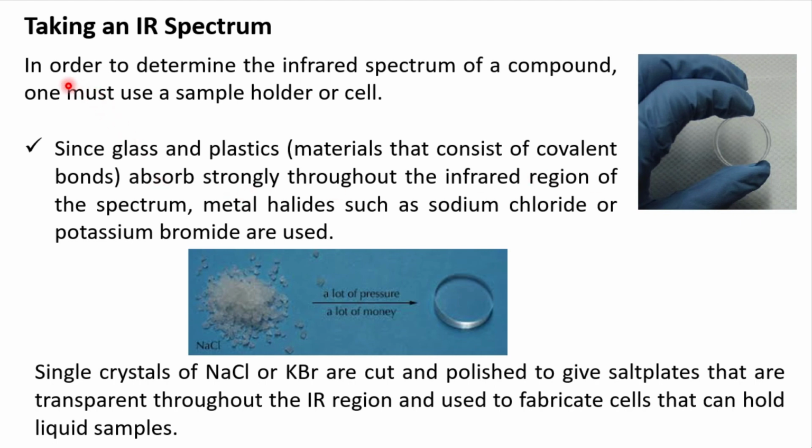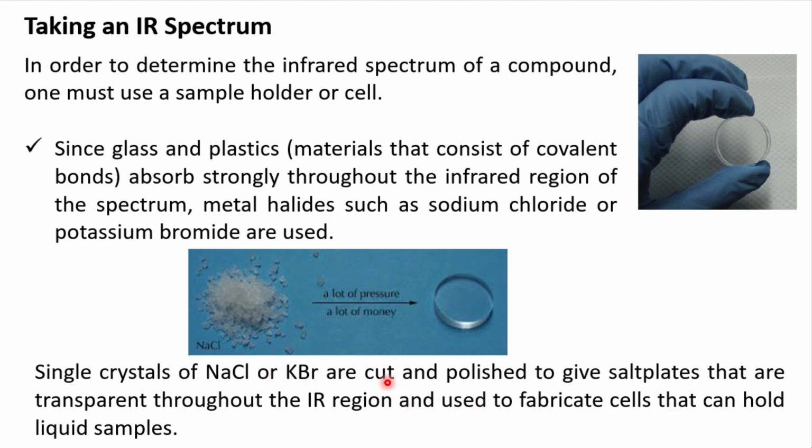Now, in order to determine the infrared spectrum of a compound, one must use a sample holder or a cell. The sample holder or the cell is used to prepare your sample for analysis. Since glass and plastic absorb strongly throughout the infrared region of the spectrum, metal halides such as sodium chloride or potassium bromide are used. So our sample holder is made of sodium chloride or potassium bromide. A single crystal of the sodium chloride or potassium bromide is cut and polished to give a salt plate that is transparent throughout the IR region and is used to fabricate cells that can hold liquid samples.